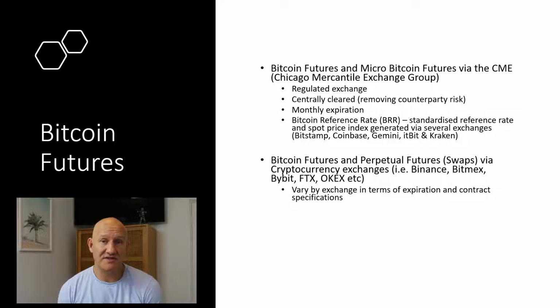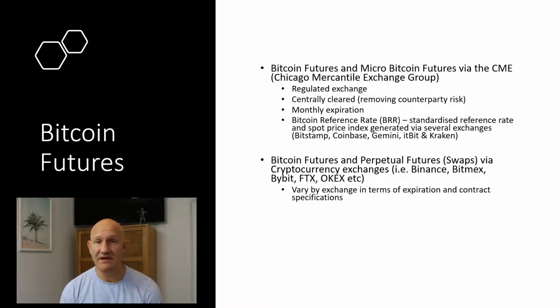Now, Bitcoin futures are quite different to traditional futures because Bitcoin itself is not a regulated asset. It's not seen as a financial product by most regulators around the world. And so it's quite unique because you have two exchanges. You have the CME, which is a traditional regulated futures exchange, and then you have cryptocurrency exchanges offering futures on Bitcoin as well. And so this is a little bit unusual and kind of unique to Bitcoin.